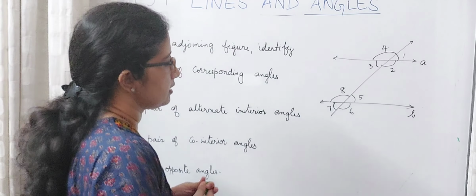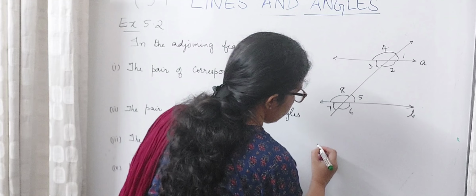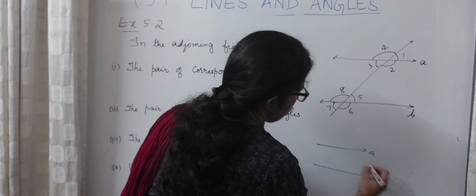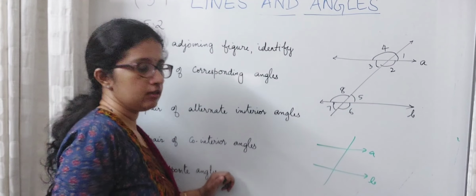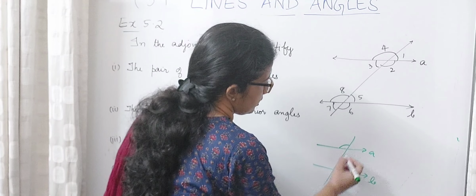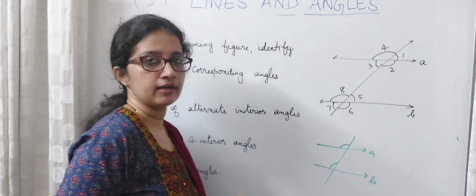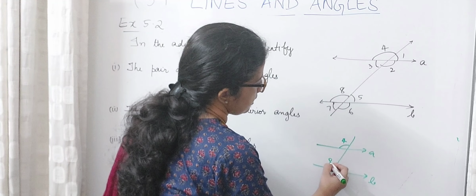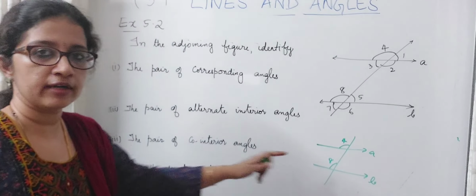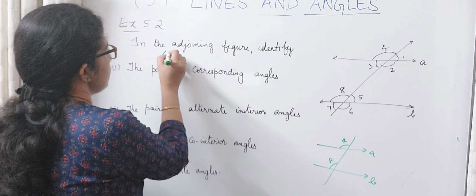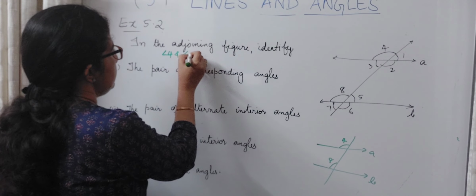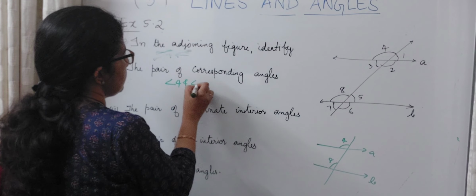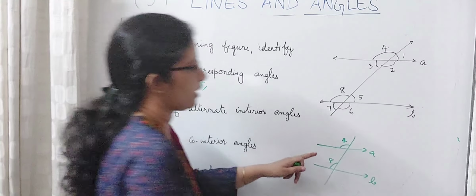Okay, let's draw it again. These are the two lines A and B, and this is the transversal. Which are the corresponding angles? Angle here is the corresponding angle. Okay, so what is this? This is 4 and this is 8. So first pair of corresponding angles is angle 4 and angle 8.